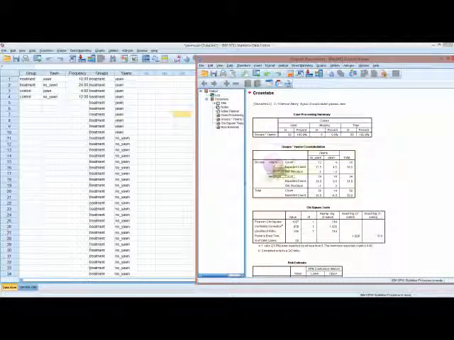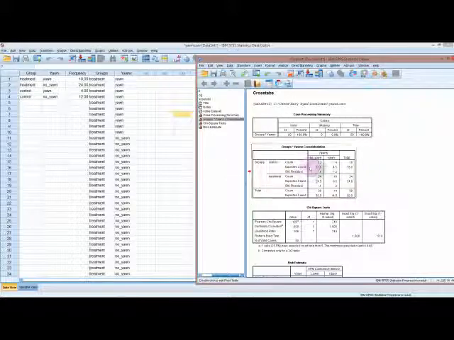Our groups, we've got control and treatment, yawns, the number of people that didn't yawn and the number of people that did yawn. We've got our count. This is the observed value. So there were actually 12 people in the control group who did not yawn. The expected count is if there was no relationship between getting the treatment or being in the control group and whether or not you yawned, then we would expect to see 11.5 people in this group.